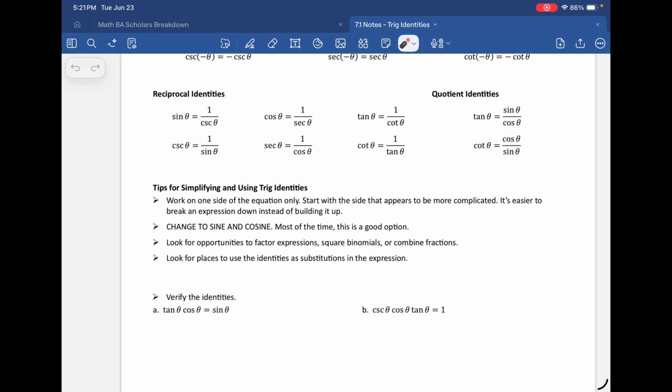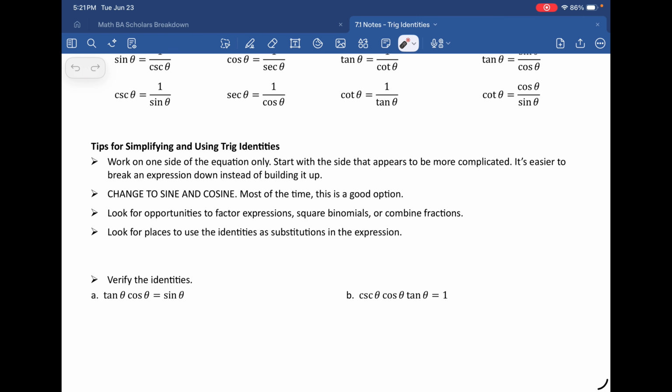So these are some tips to help you simplify using these identities. And they're not hard and fast rules. They are tips. So work on one side of the equation only. If you start messing with both sides, it really screws things up. You also want to start on the side that's more complicated. It's easier to take complicated and make it easy than vice versa.